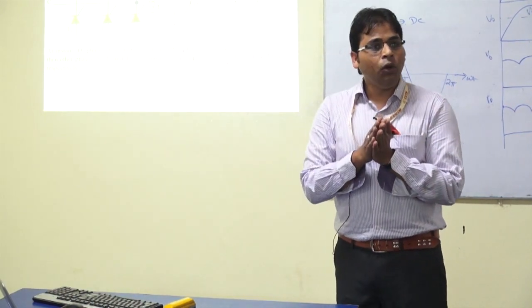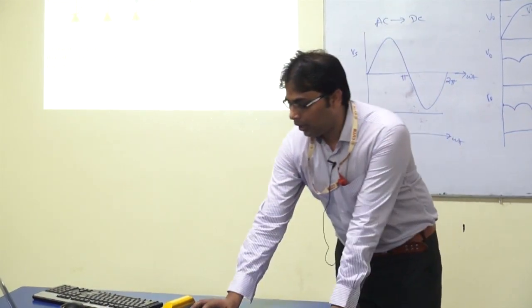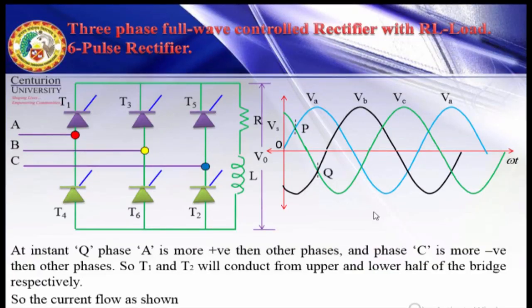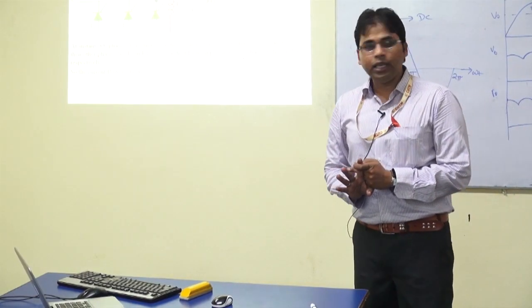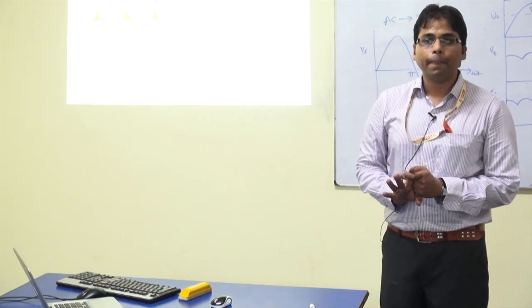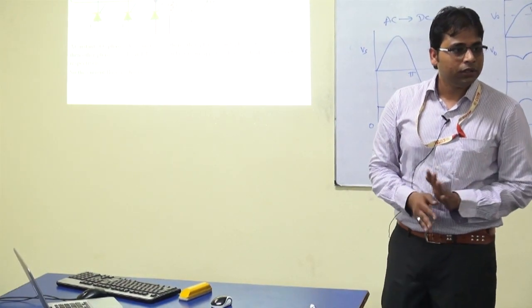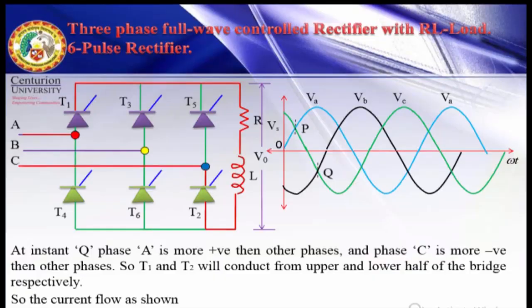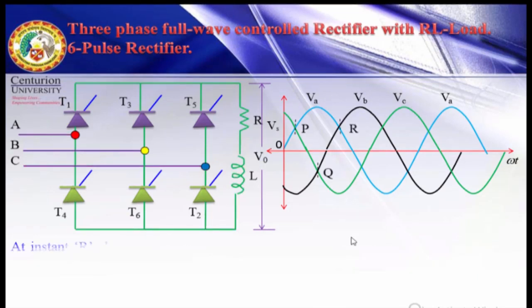Next, from Q, T1 and T2 will conduct. So when T1 and T2 conduct, this is the direction of current flow: phase A, then T1, then resistance, inductance, T2 and back to phase C. Any doubt till now? Okay, so next we will proceed further.